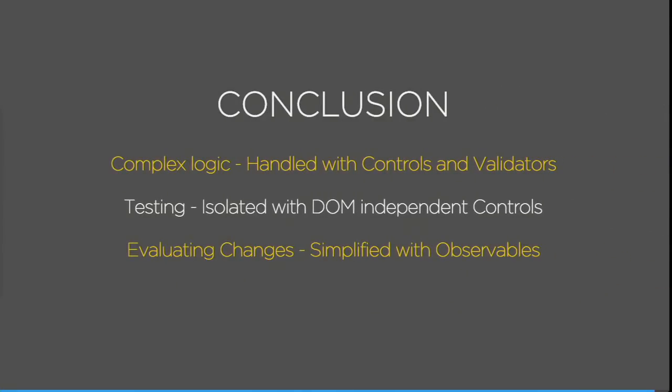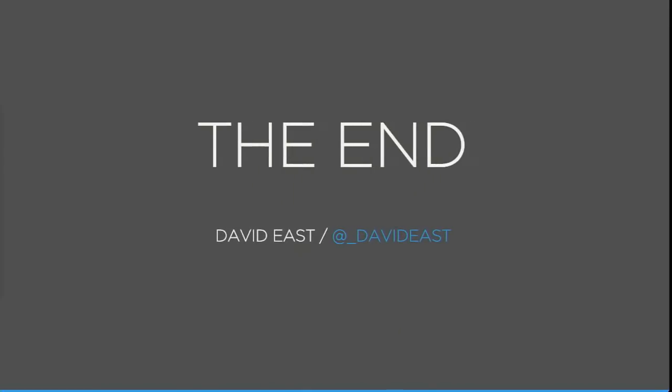So Angular 2 Forms allows us to handle complex logic. You saw how we use controls and control groups to set up our structure for dependent controls. And then we're able to use validators to take all the complex things that determine whether a control is valid. We can put that into one little function. And then also, since our controls and control groups are isolated from the DOM, we can easily write them in unit tests. And then we saw how observables allow us to simplify watching the changes of our controls as they happen over time. So that's Angular 2 Forms in a nutshell.